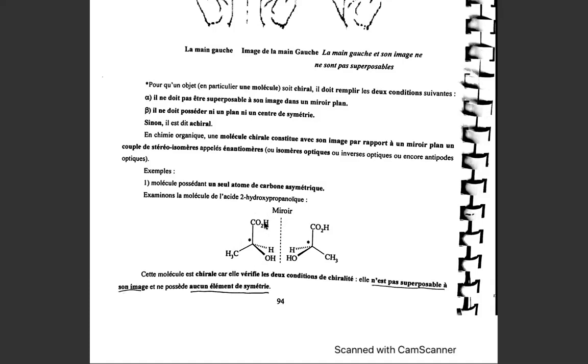So it's automatic that an organic compound that has only one asymmetric carbon will always be chiral. But for organic compounds that have 2 or more asymmetric carbons, you are supposed to verify the 2 conditions. Are there any questions?